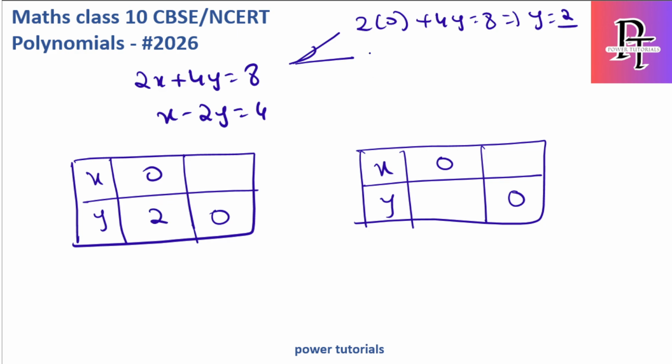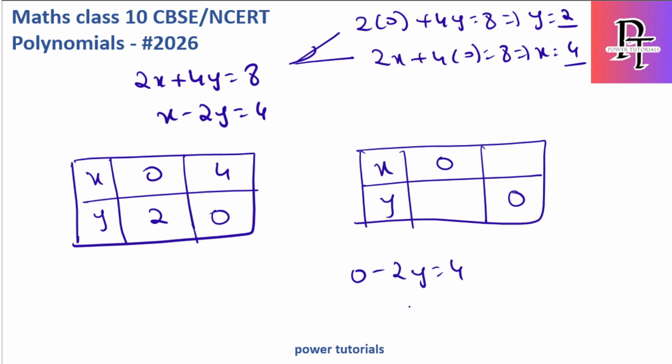If I keep y as 0, then it becomes 2x plus 4 into 0 is equal to 8. Then we'll get the x value as 8 by 2, which is 4. I got the value as 4. In the same way, do it for the second equation. I will get 0 minus 2y is equal to 4, so y will be equal to minus 2. If I keep y as 0, I'll get x minus 0 is equal to 4, so simply x value is 4. So with x as 0, y is minus 2, and with y as 0, x is 4.